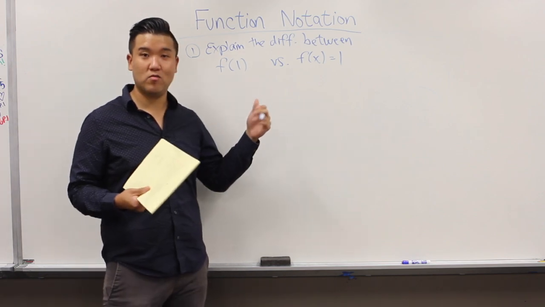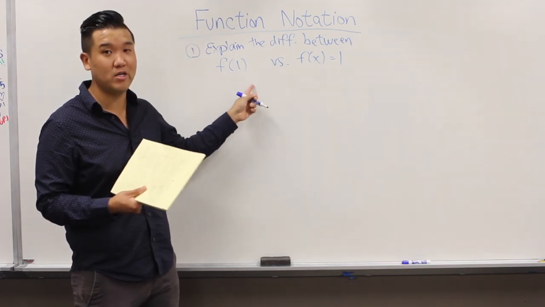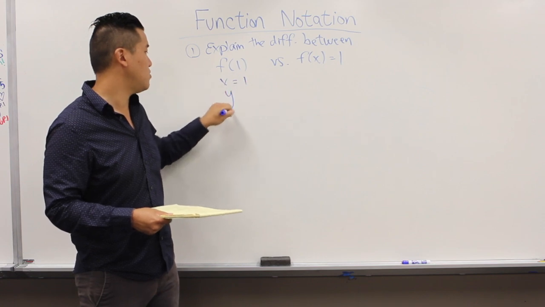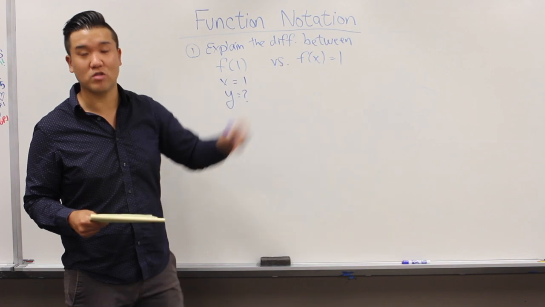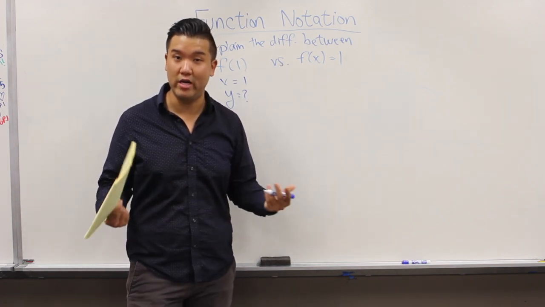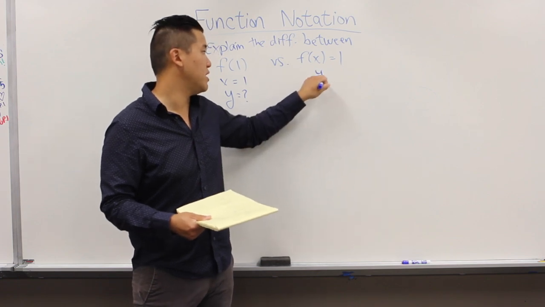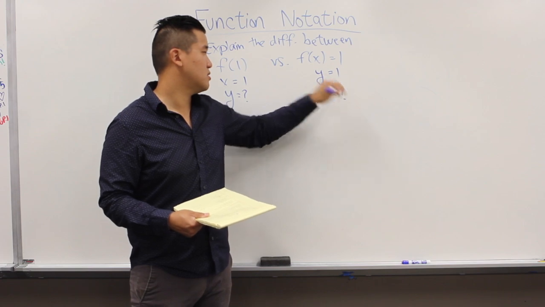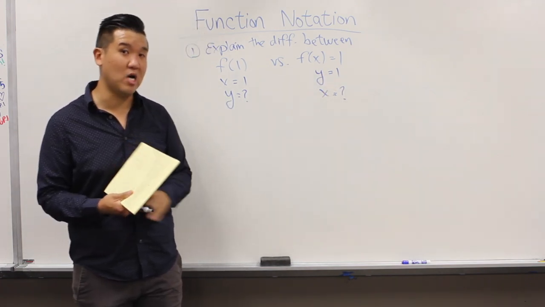Alright, what does it mean? What does f of 1 versus f of x equals 1 mean? So f of 1 means what? It used to be f of x. X is 1, so when x is 1, find y. What does f of x equals 1 mean? Well, f of x always is what? F of x, g of x, k of x represents y. So when y is 1, go find x. This is going to help you with the next 2 problems.